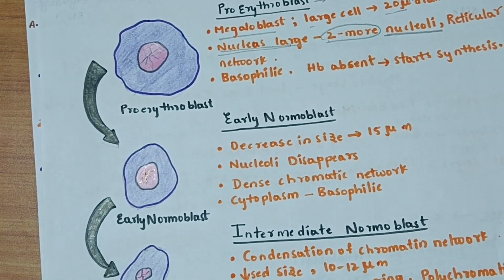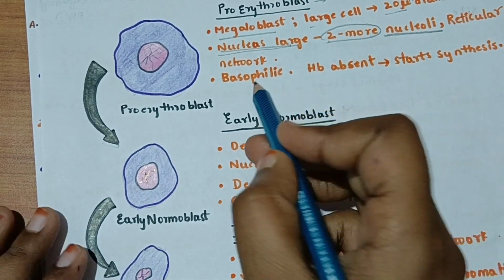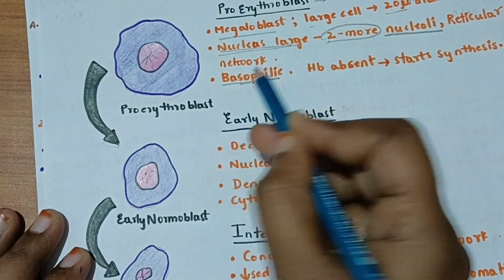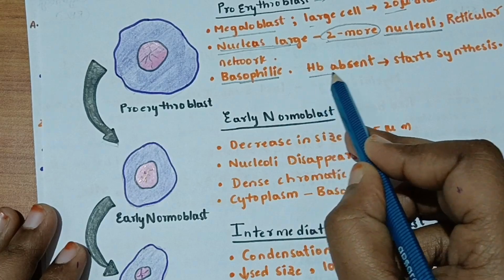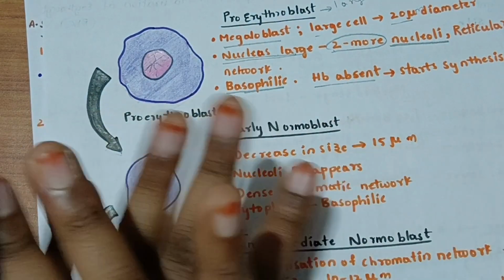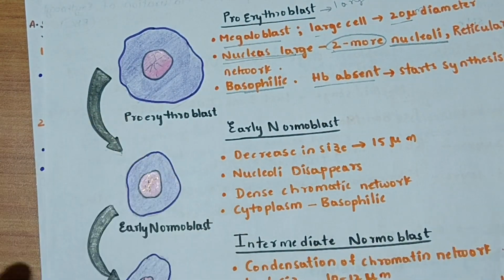So the cytoplasm is staining what? Basophilic. Here hemoglobin is completely absent, but it starts synthesizing in this stage. In the proerythroblast, hemoglobin starts to be synthesized, but it does not appear in this stage.